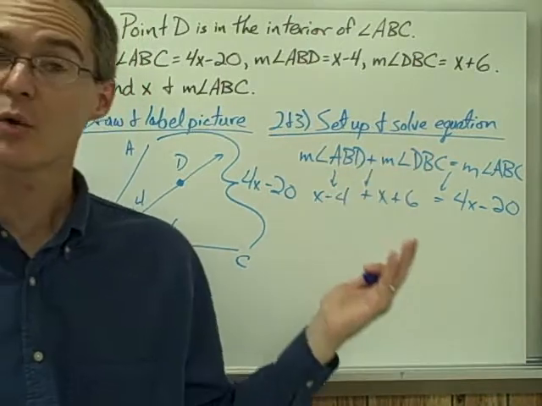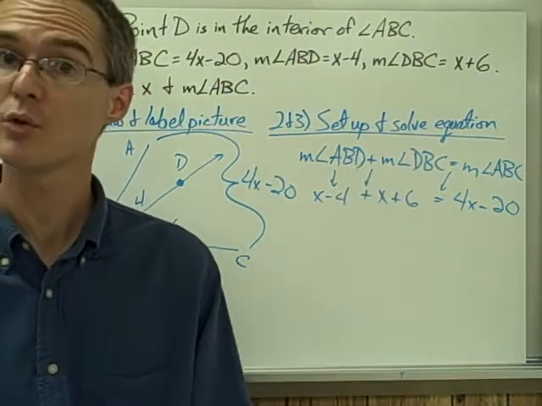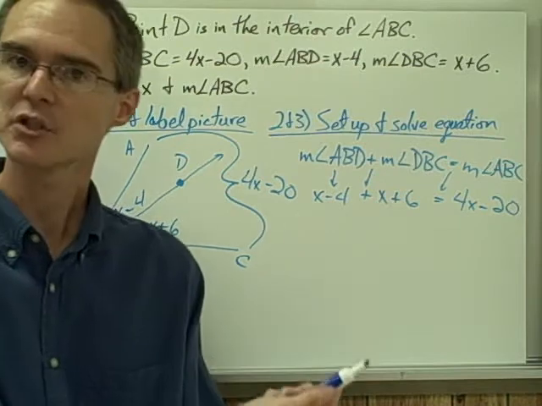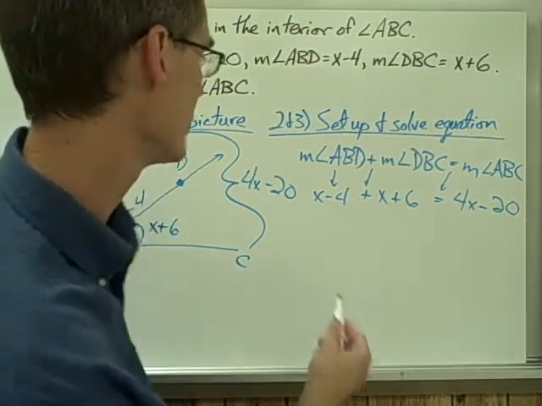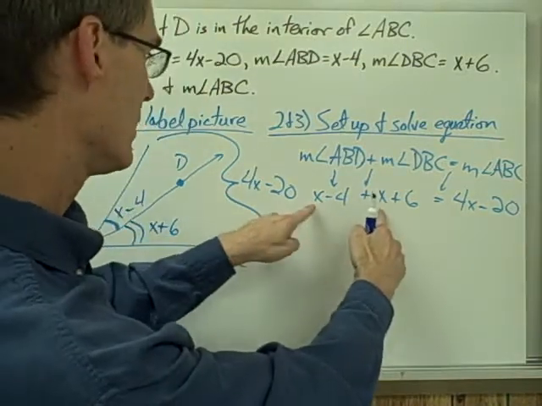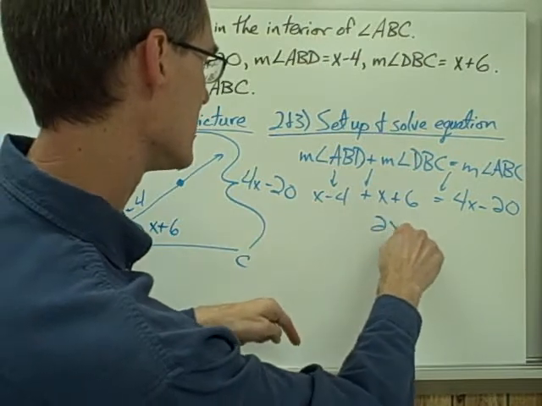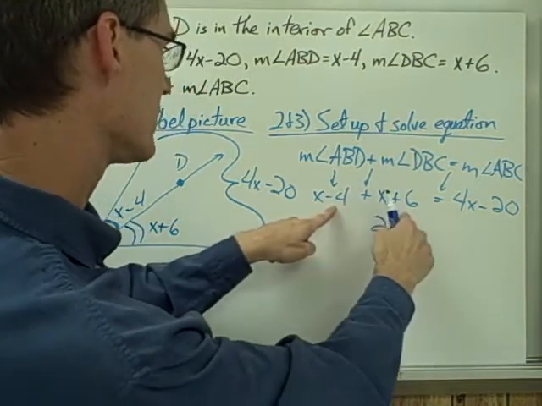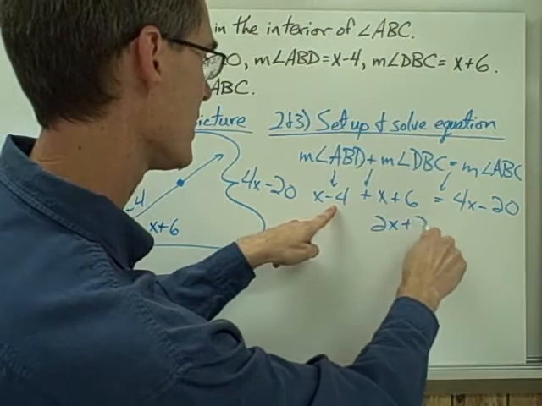So now I've set up my equation using my problem-solving tool, the angle addition postulate. Now I just need to solve my equation. So let's see. Put my x's together here. That gives me 2x. Negative 4 and positive 6, that's positive 2.